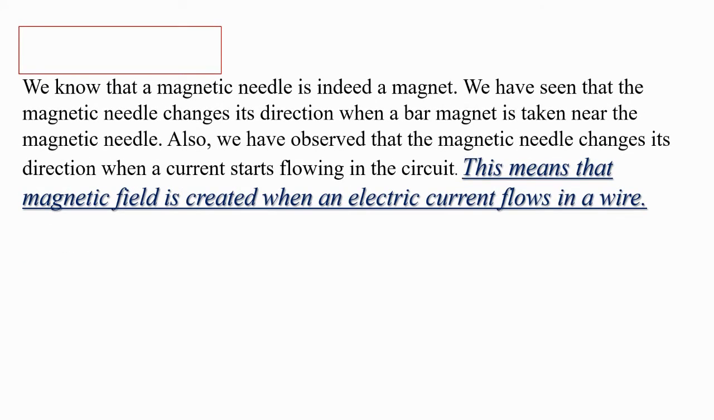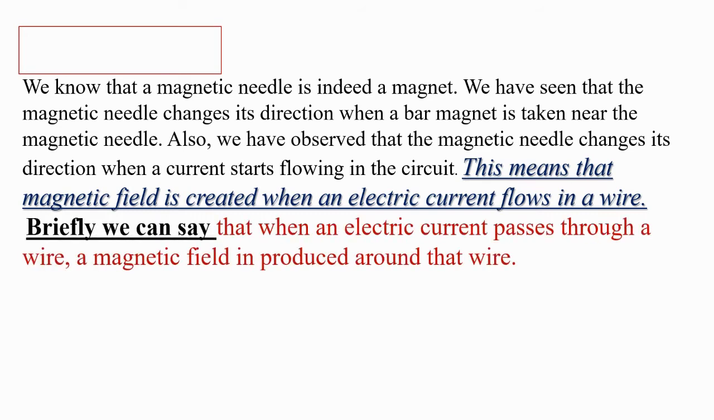We know that a magnetic needle is indeed a magnet. We have seen that the magnetic needle changes its direction when a bar magnet is taken near it. Also, we have observed that the magnetic needle changes its direction when a current starts flowing in the circuit. This means that a magnetic field is created when an electric current flows in a wire.